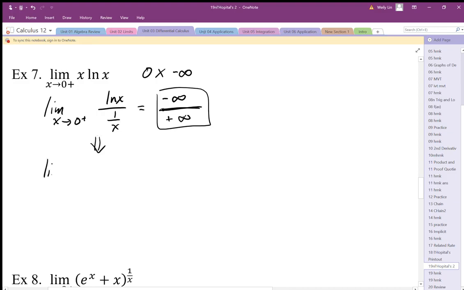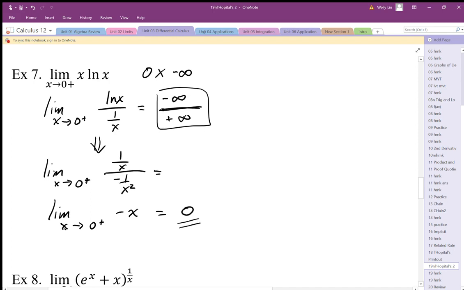So I end up with the limit as x goes to 0 from the positive side, 1 over x over negative 1 over x squared. We've actually seen this same limit before. So then this simplifies to the limit as x goes to 0 from the positive side of negative x, which is equal to 0. So x log x as it approaches 0 from the positive side is going to approach 0.